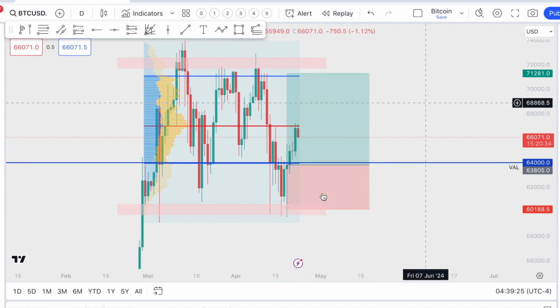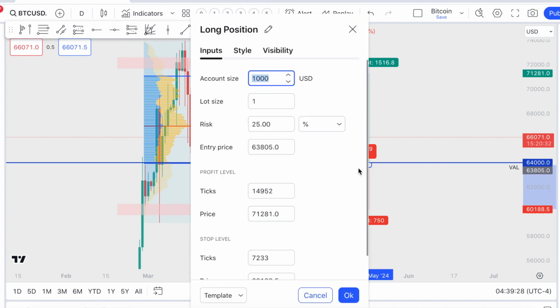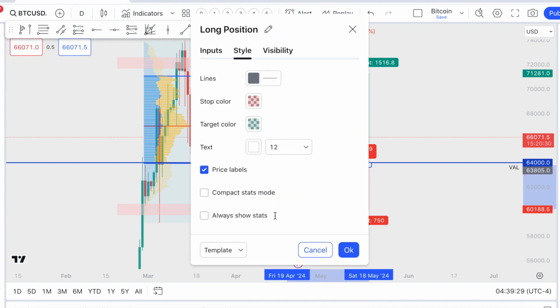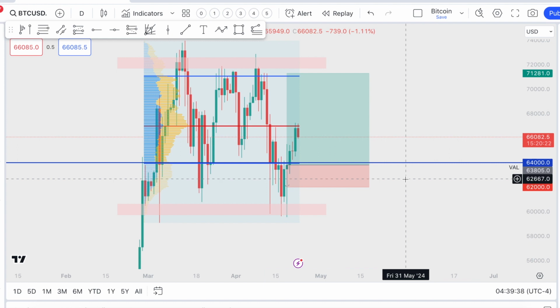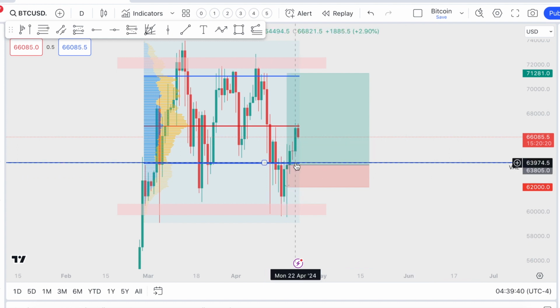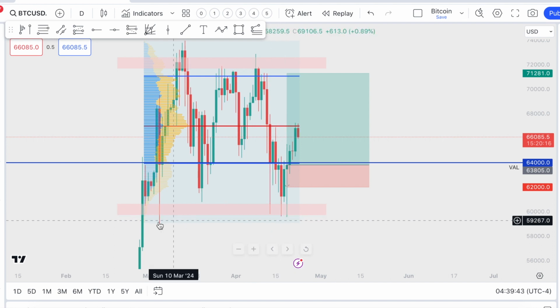Now, my stops have been moved to the $62,000 level. That happened right when my first take profit was hit. So now the trade kind of looks like this. I don't want to see the valley area lost again. If we do, we're probably going to take out these lows over here and potentially even that $59,000 low.